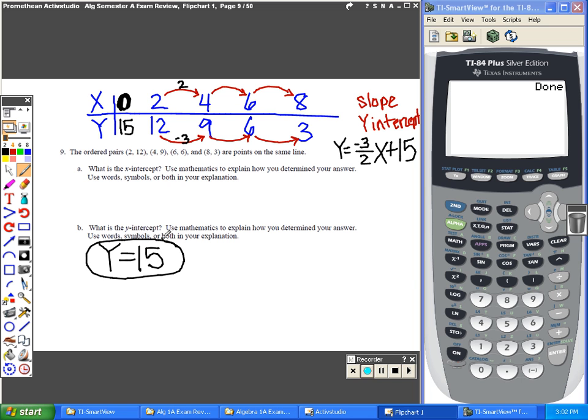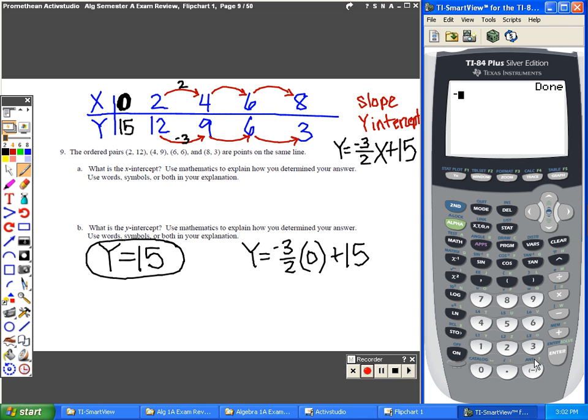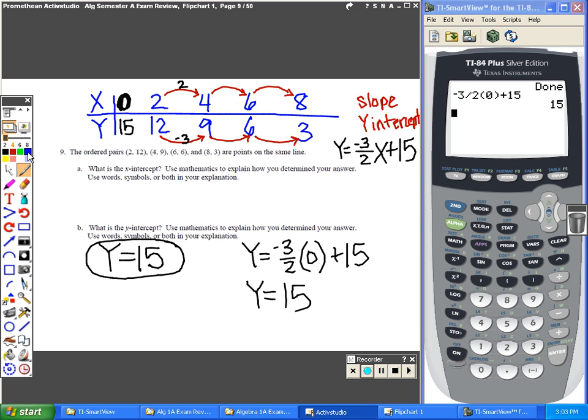If you wanted to back up your answer with some work, this is all you would do. Write your equation, fill in a 0 for x, and just see what your answer is. Negative 3 halves multiplied by 0, plus 15. Now, you already know the answer is 15, but that shows some work for your teacher. For the first part of the question, 9a, you're not going to put a 0 in for x. You have to put in a 0 for y. Using the same equation, take the y out and put in a 0.